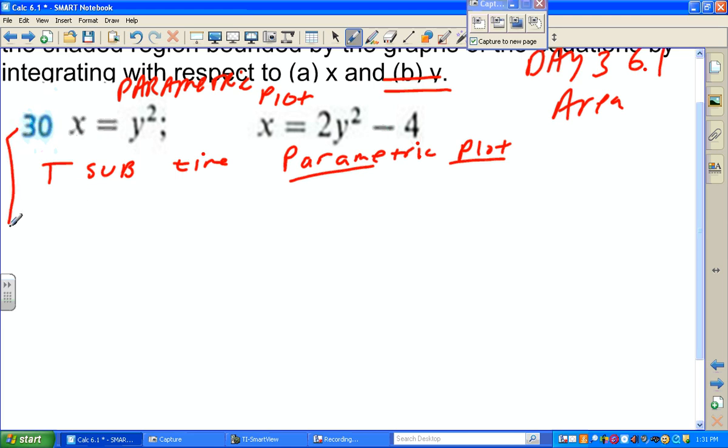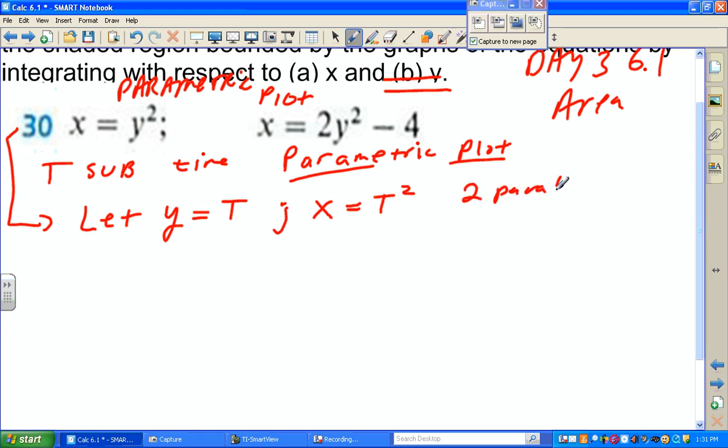And in number 30, I'm going to let y equal t. If y equals t, that means x will equal t squared. Now, for every graph you need 2 parametric plots. The reason I let y equal t is, if I let x equal t, then I'm back to where I was having a problem with the t squared. So always pick whatever is squared or whatever the problem is.